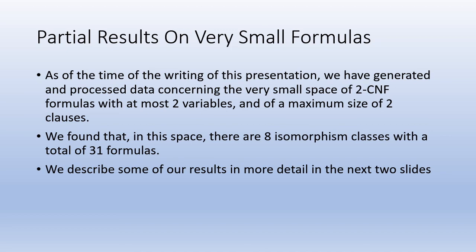As of the time of the writing of this presentation, we have generated and processed data concerning the very small space of two CNF formulas with at most 2 variables and a maximum size of 2 clauses. We found that in this space there are 8 isomorphism classes with a total of 31 formulas. We describe some of our results in more detail in the next 2 slides.